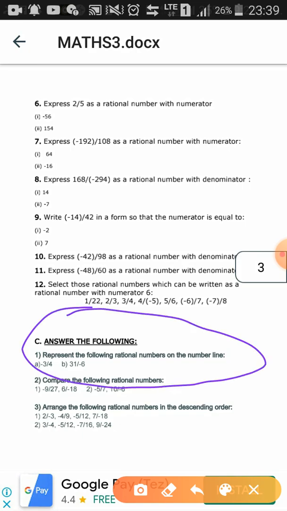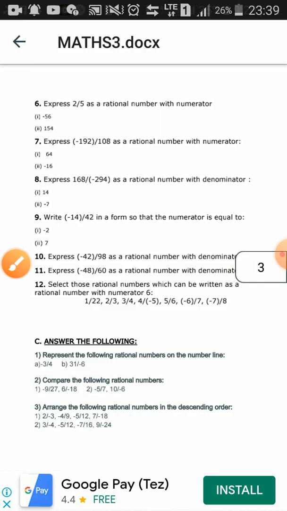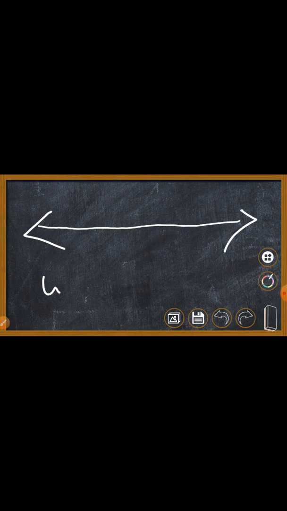Represent the following rational numbers on a number line. So when it comes to representing a whole number, which I write as wn, or an integer, which I write as int, or a natural number, which I write as n, it is very easy to represent.